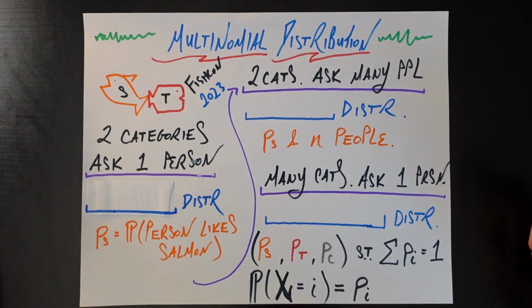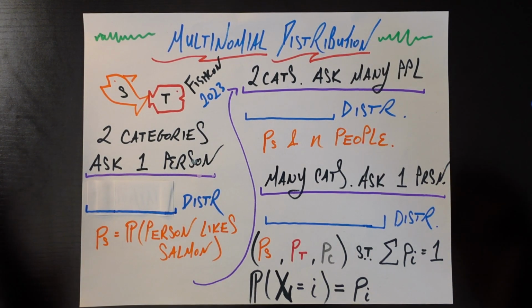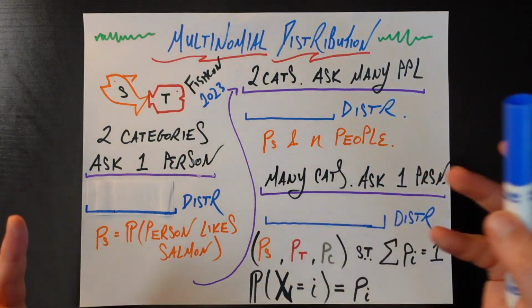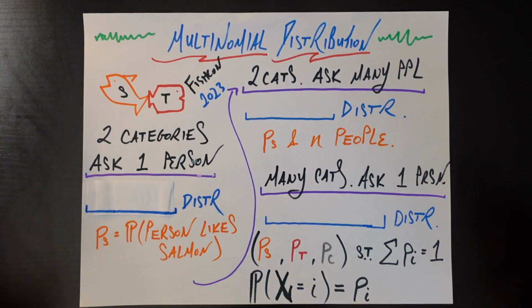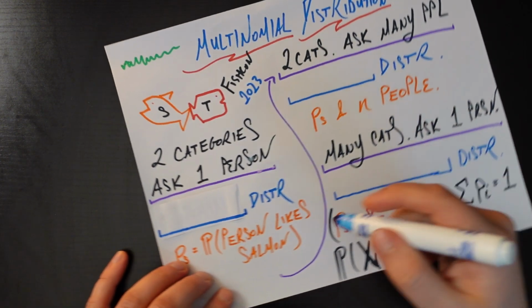And you're gonna go up and ask one person, are you a salmon fan? And they're going to give you back an answer, and we can just turn that into a number: 1 if they are a salmon fan, and 0 if they're not a salmon fan, so they're a tuna fan by default. What distribution do we use to model this 0 and 1? Well, this is probably the first distribution you ever learn in your statistics course. And this is called a Bernoulli distribution.